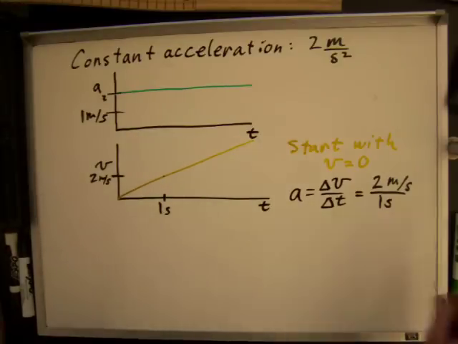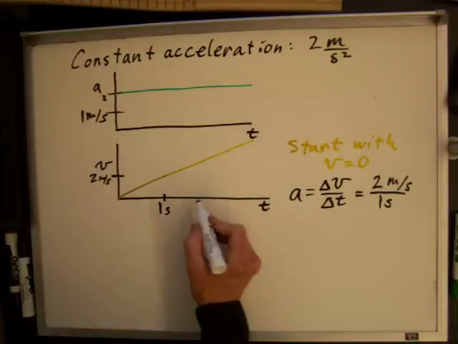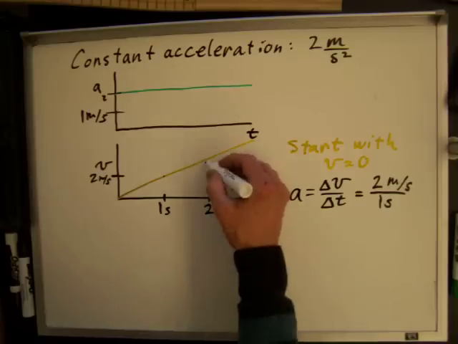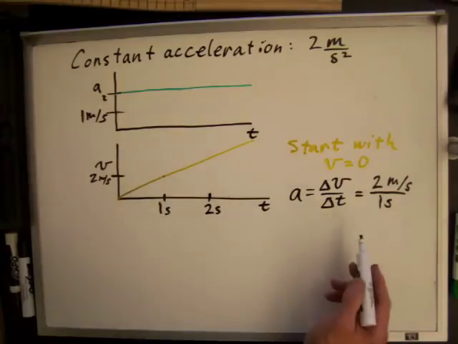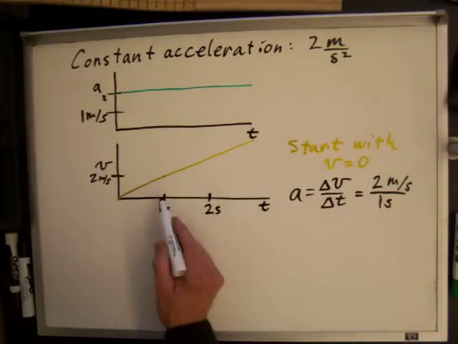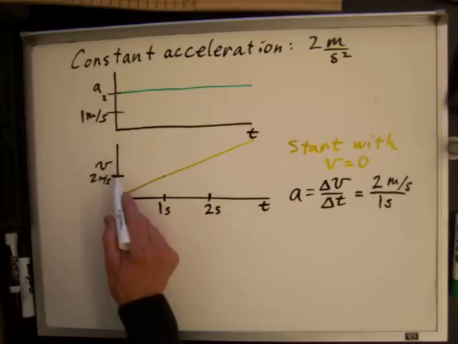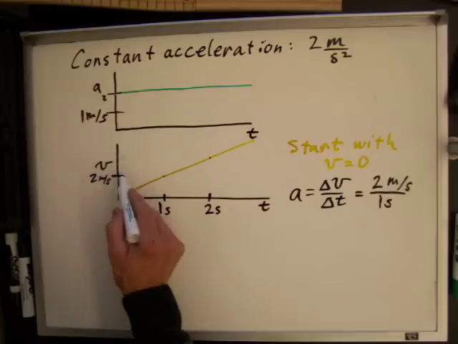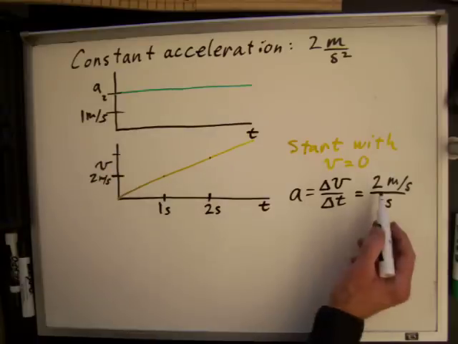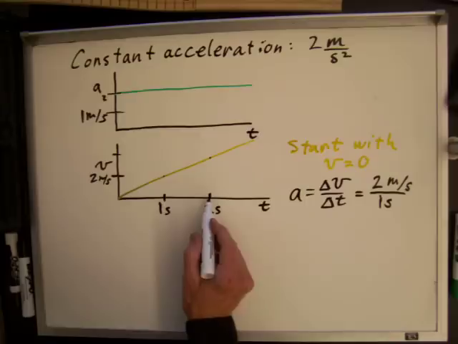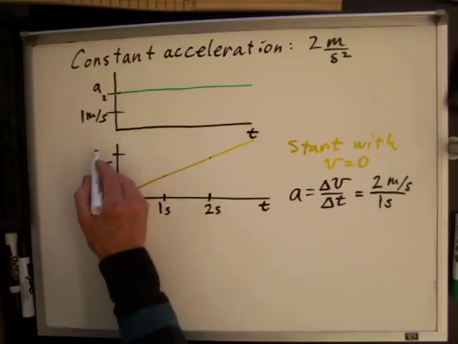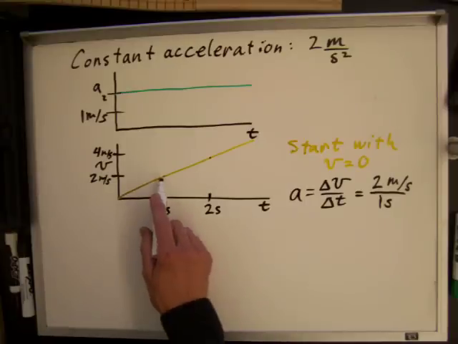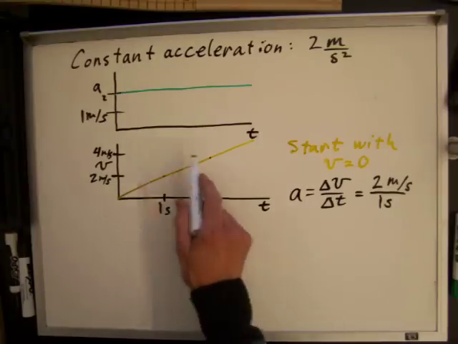If I wait 1 more second, then the velocity increases by exactly the same amount. So again, the change in velocity going from here up to the final value up here is going to be 2 meters per second if the change in time is 1 second. So now I'm at 4 meters per second. After 1 second, it's moving at 2 meters per second. After 2 seconds, it's moving at 4 meters per second.